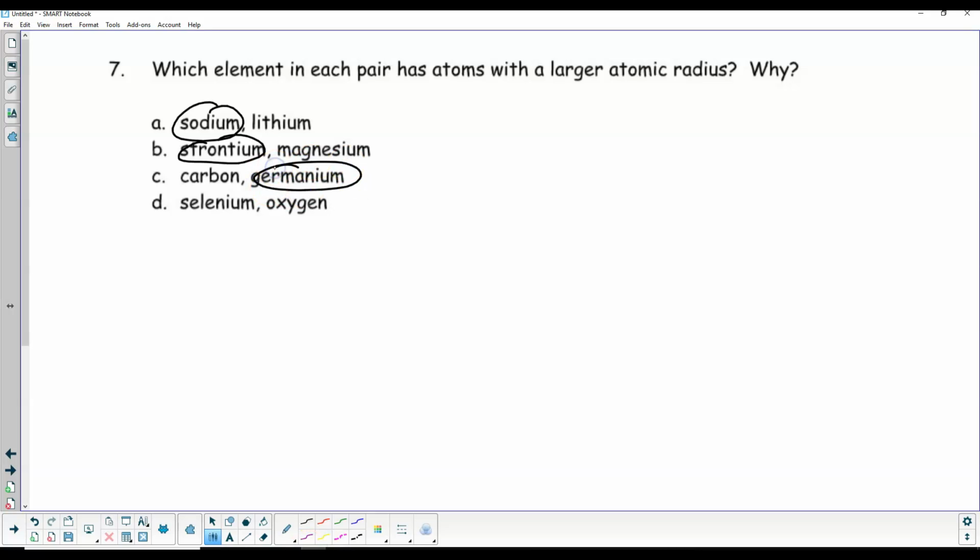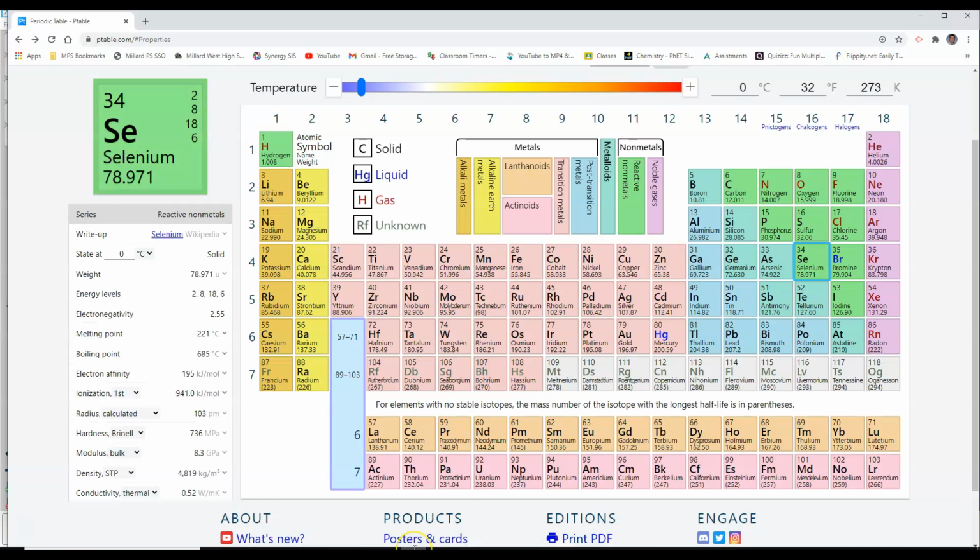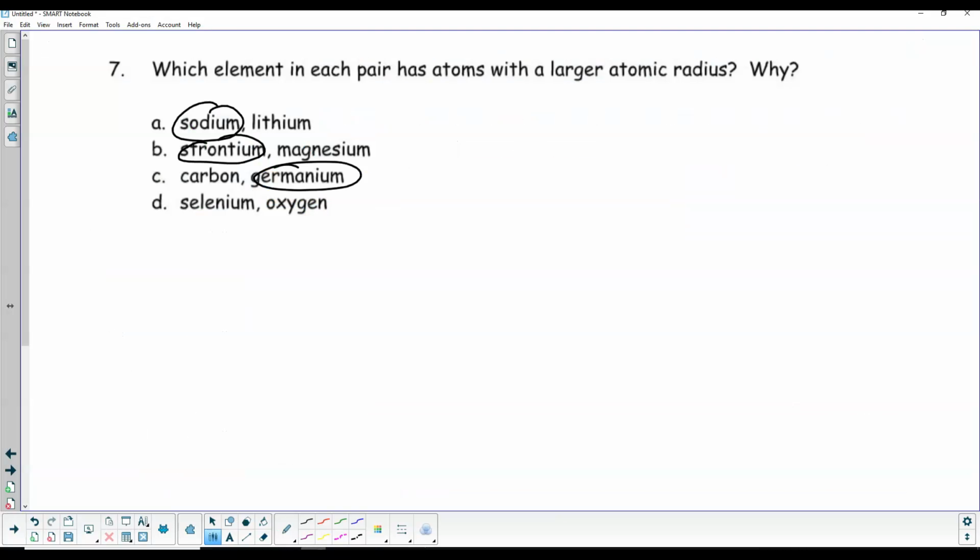And then finally, selenium or oxygen. Here's selenium with 4 rings. Oxygen has 2. Selenium is larger.